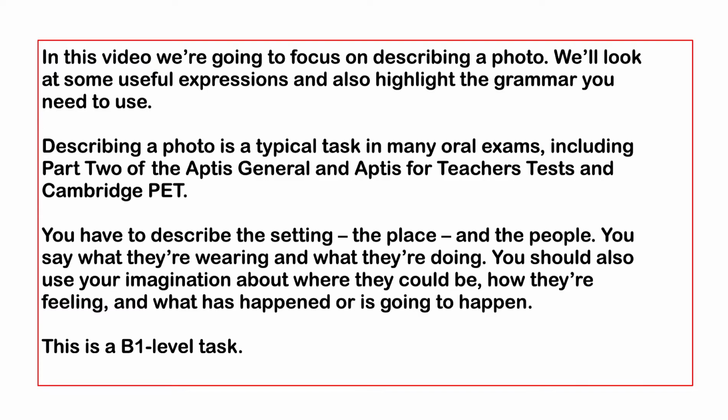Describing a photo is a typical task in many oral exams, including Part 2 of the Aptis General and Aptis for Teachers tests and Cambridge PET. You have to describe the setting, the place and the people. You say what they're wearing and what they're doing. You should also use your imagination about where they could be, how they're feeling, and what has happened or is going to happen. This is a B1 level task.